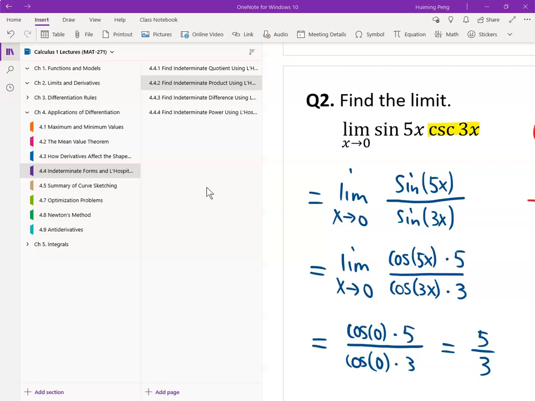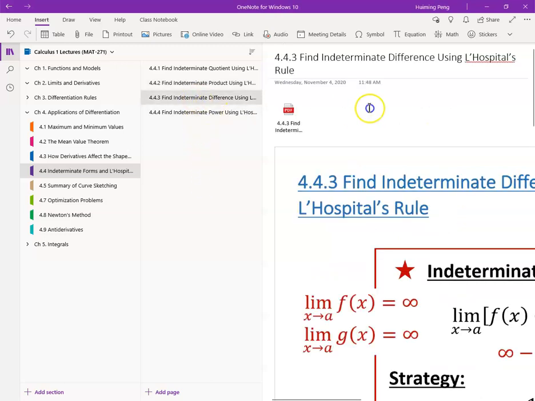In the next video, let's see. We are going to deal with the indeterminate difference using L'Hopital's rule.